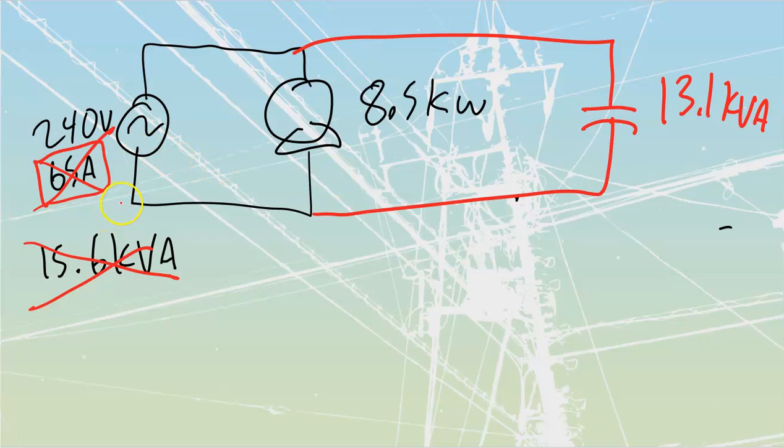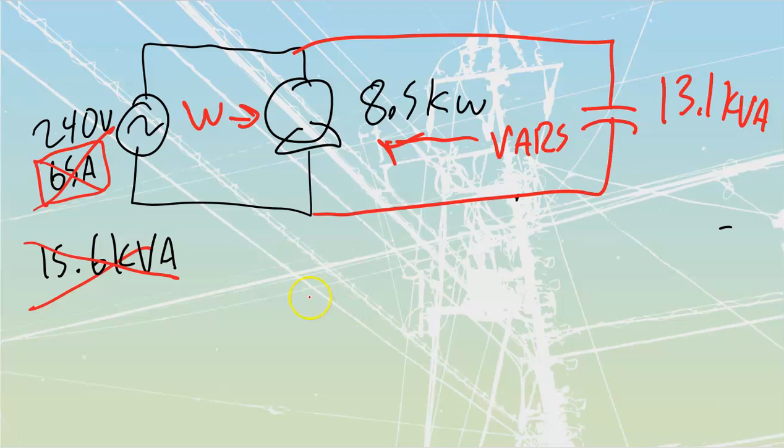How much do we supply from the source? Well, from the source, we're now only going to be supplying the watts coming in from here, and all of my VARs are going to be coming in from here. So we can figure out now what we have got for current. Well, what are we supplying here? We're only supplying the watts of 8.5 kilowatts.